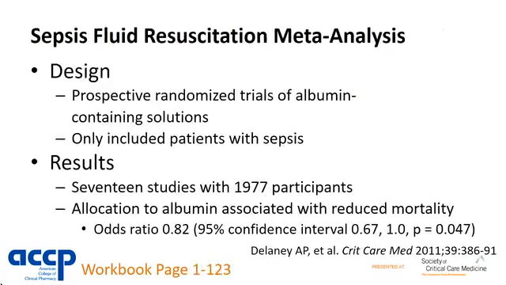But these authors went on and actually did a meta-analysis of crystalloids versus albumin for patients with sepsis. They only included prospective randomized studies of patients with sepsis and actually found, in conglomerating nearly 2,000 patients, those who were allocated to albumin actually had a lower mortality rate. And you can see the odds ratio here and statistical significance. So these authors actually suggest that albumin should be the resuscitation fluid of choice in patients with sepsis.